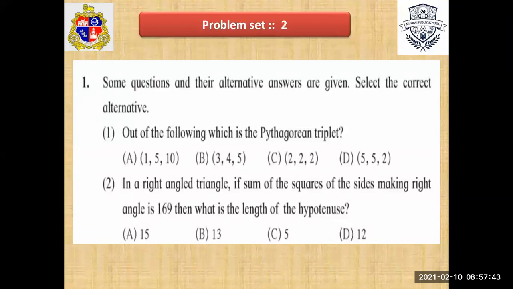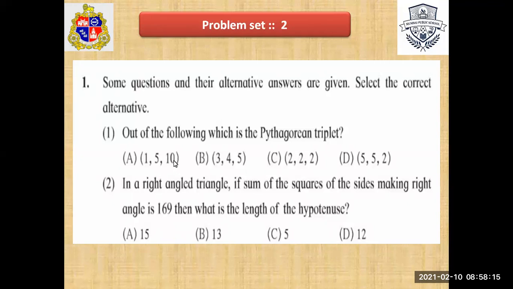The first question: out of the following, which is the Pythagorean triplet? For a Pythagorean triplet, 3 numbers are given. What we have to do is find the square of the largest one, and then find the squares of the remaining 2 numbers and add them. If the square of the largest value is equal to the sum of the squares of the remaining 2 numbers, then we say that it is a Pythagorean triplet. We will first solve this question orally.